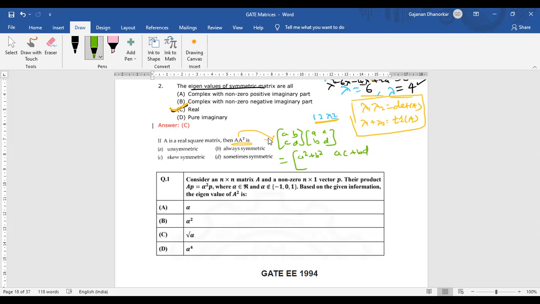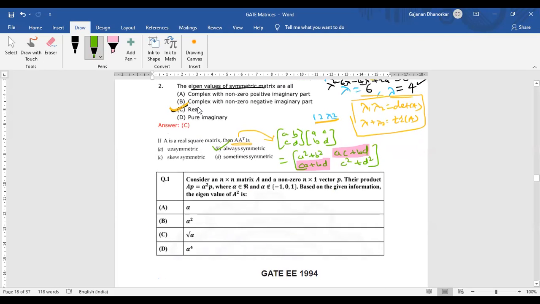Here CA, or otherwise you can take numbers also. CA plus BD, and this is C square plus D square. What is happening here? This element and this element are the same. Then is it symmetric? Yes. It satisfies symmetry.